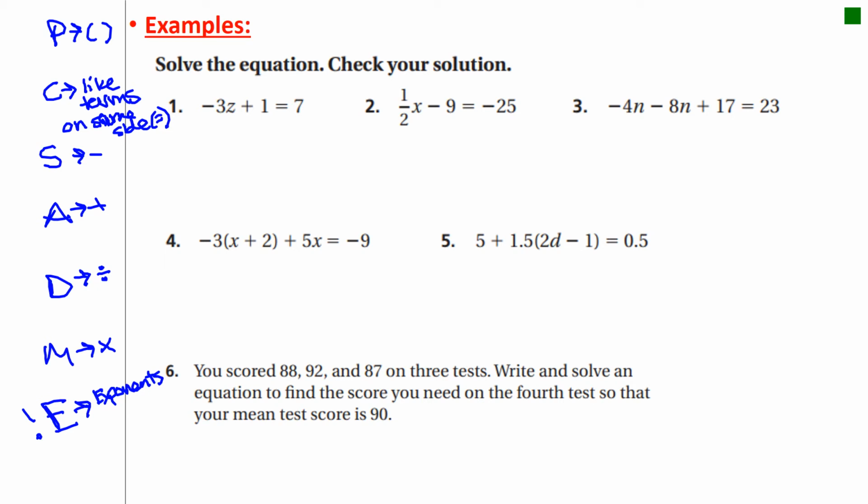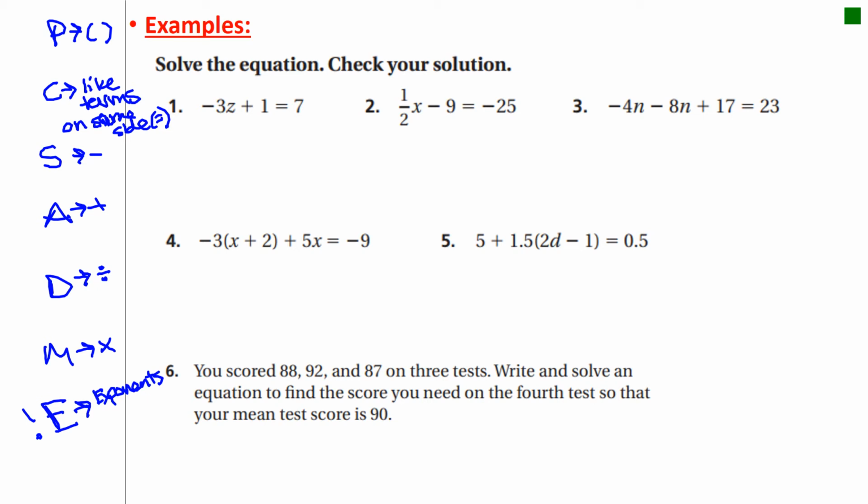Let's start with number 1. Okay, number 1, no parentheses. So move on to combining like terms on the same side. I have on one side of my equal sign negative 3z and 1, no like terms, and on the other side just 7, so no like terms to combine.